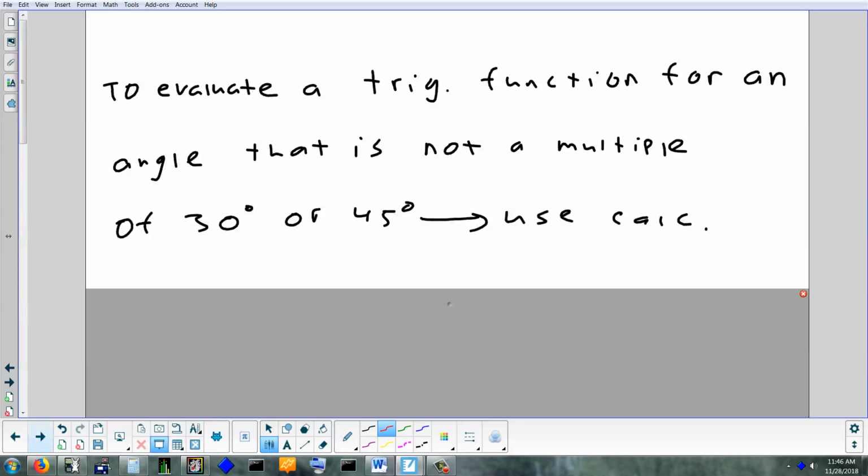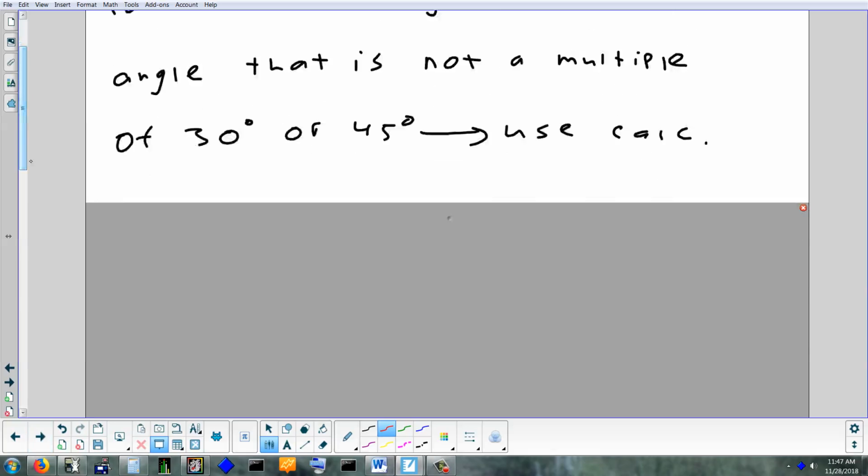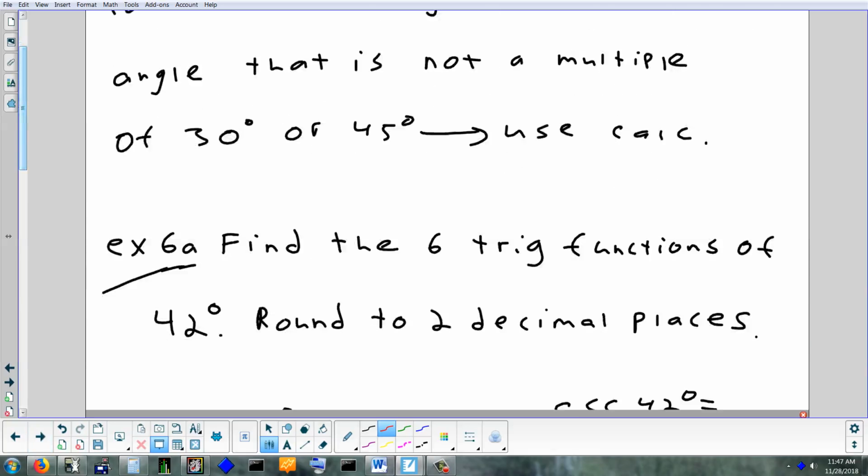So if you have to evaluate a trig function that's not a multiple of a 30 or 45, like 17.4 degrees, we can't do that on the unit circle. We can only do ones that are multiples of 30 and 45. And technically, you can also do the 15s. We don't know the trick to do the 15s yet. We are going to learn it, I think, in chapter 7. But for now, anything that's not a multiple of 30 or 45, we use the calculator.